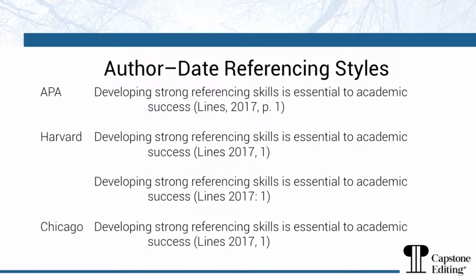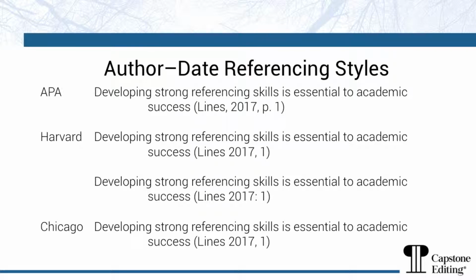Author date referencing styles get their name from the use of both the author name and the date in parenthetical citations, that is, in-text references that appear in brackets. A page number will also be included whenever the ideas or words of a source are being paraphrased, summarised, or quoted. APA and Harvard are only two of the many author date referencing styles that exist. Another well-known style of this type is Chicago author date, and many publishers and journals have their own author date referencing styles for authors to follow.